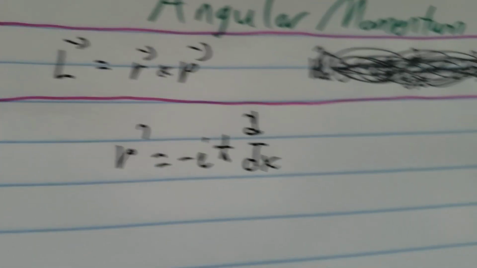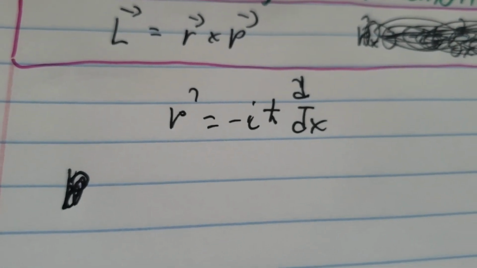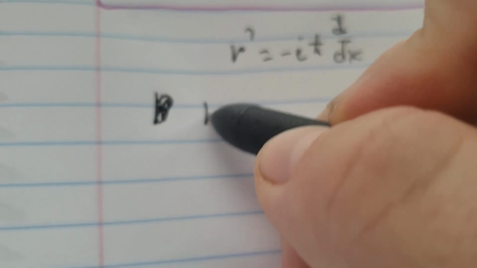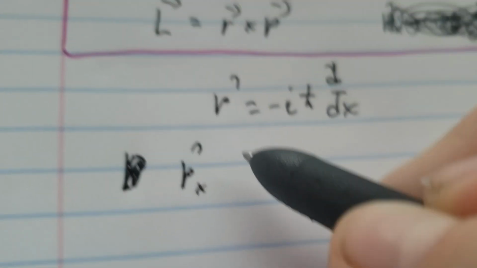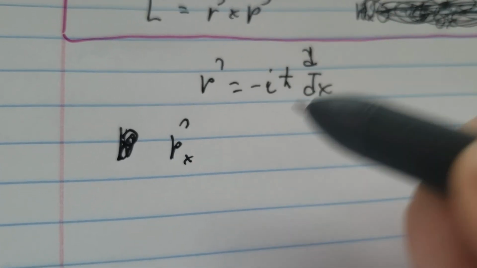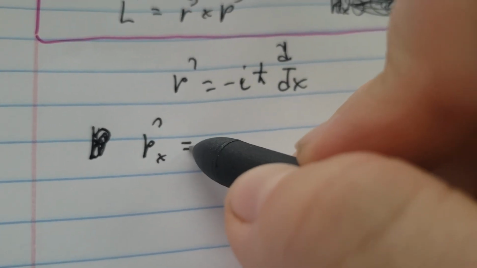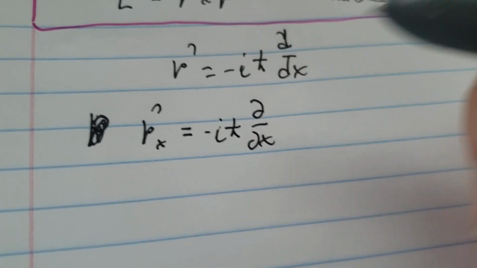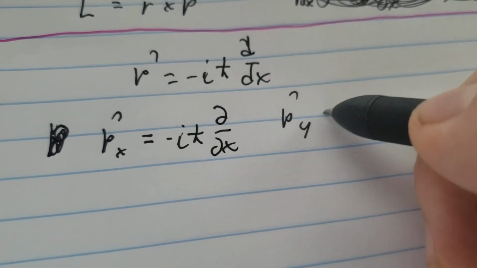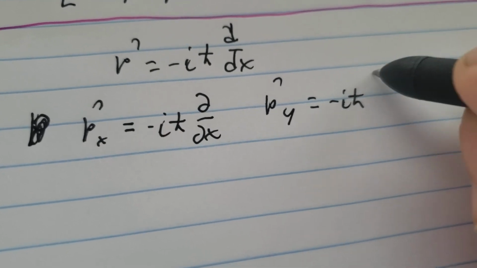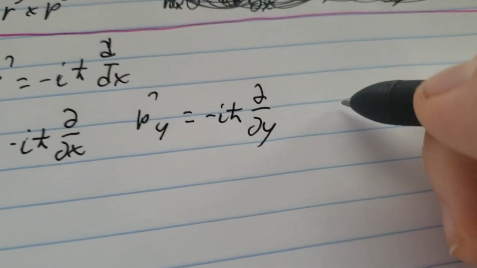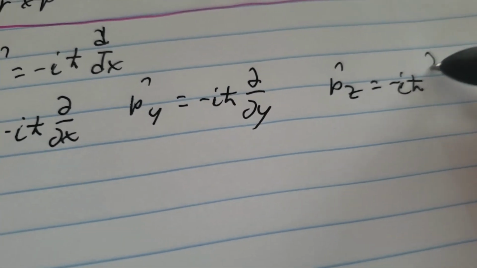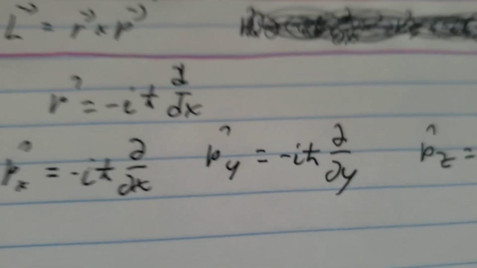respect to x. In 3 dimensions, this generalizes naturally to p sub x, the x component of the momentum vector, is now negative i h bar times the partial with respect to x. P sub y equals negative i h bar times the partial with respect to y. And p sub z equals negative i h bar times the partial with respect to z.